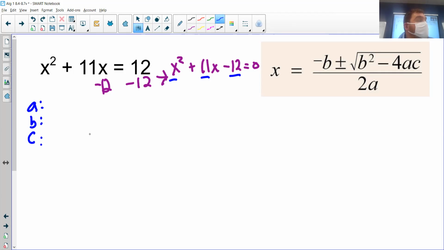Negative 4 times negative 12 is 48. Plus, 121 plus 48. This is already 11 squared, 121. 121 plus 48 is 169. Yeah, 169. That's 12 times.